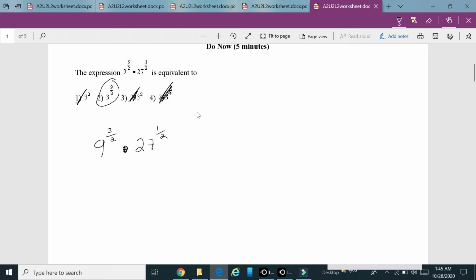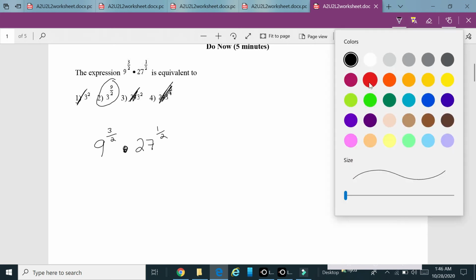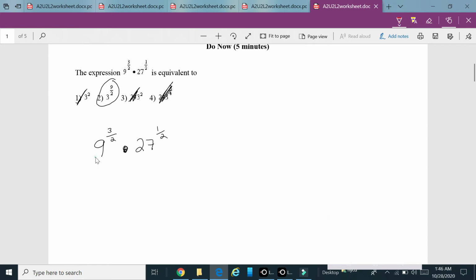So it says equivalent to. What I noticed at the bottom here, if you notice, they have 3, 3, 243, 243. What I notice with fractional exponents is you want to have like bases. So I have to focus on, let me try to use a different color. How do I make it like bases? I'm going to focus on the 9 and the 27.